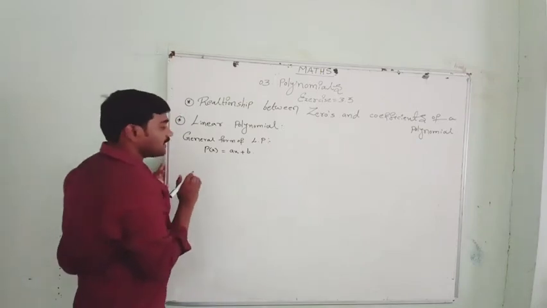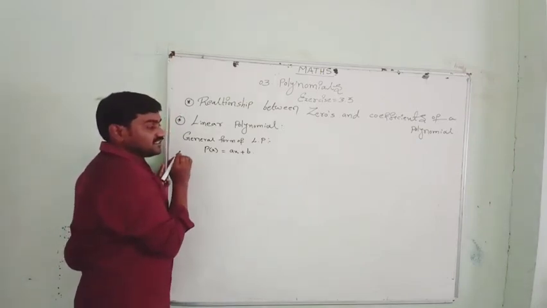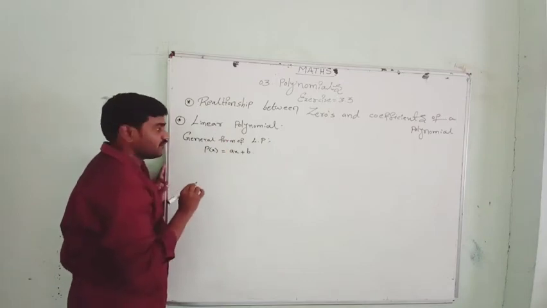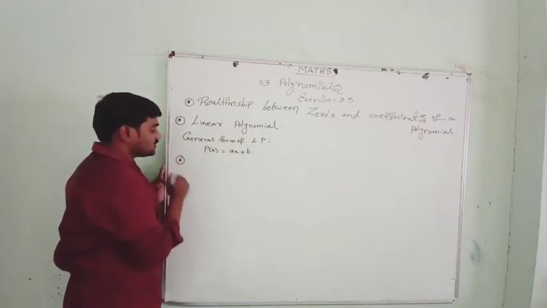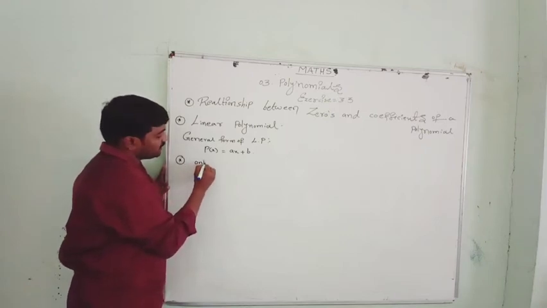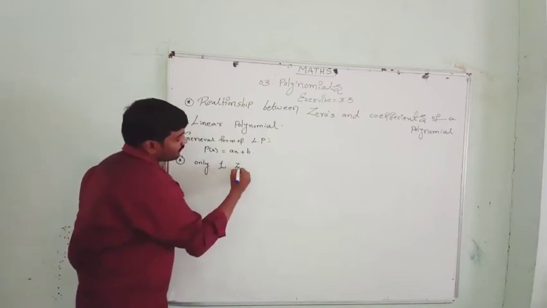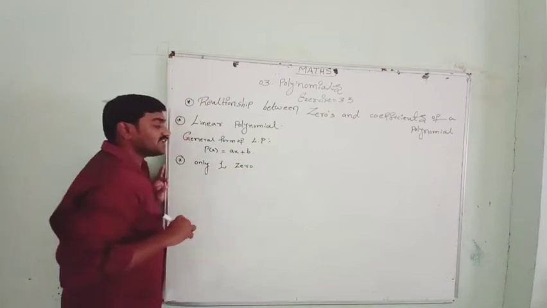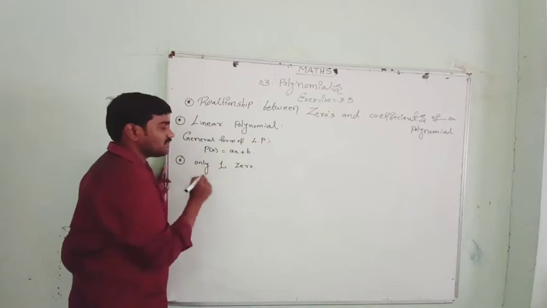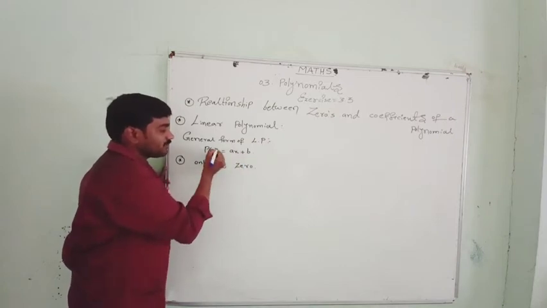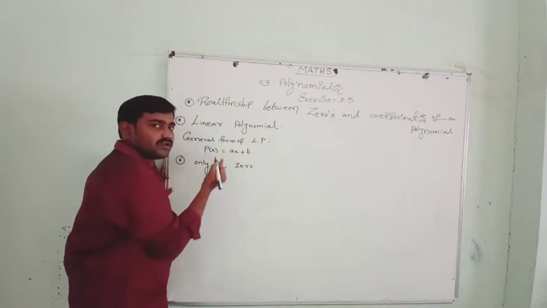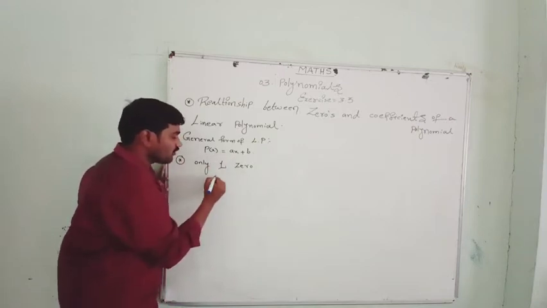Then the zeros of this linear polynomial is only one. How many zeros does it have? A linear polynomial has only one zero. Then what will be the zero? We can easily identify it. If you make P of x equal to 0, you will get the zero of the polynomial. That is what we learned in 3.2. So we go for this.